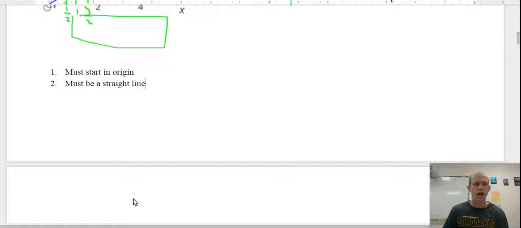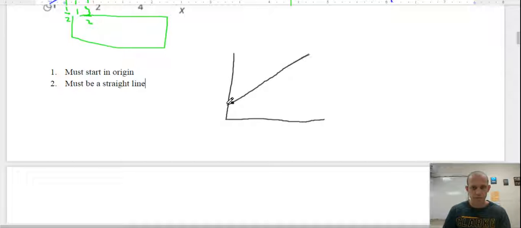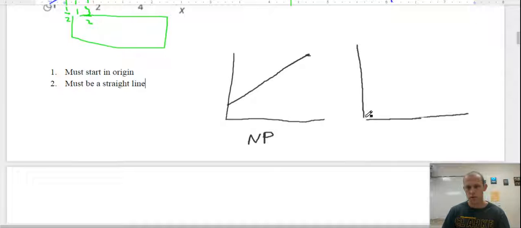So let me make some graphs and let's decide if they're proportional or not. Let's say I have a graph that's like that. Assuming this line is straight, is that proportional? No, because it doesn't start at the origin. Let's say something like this, and it goes like that. That would be no, because it's not a straight line. It's a curved line. Also not proportional.